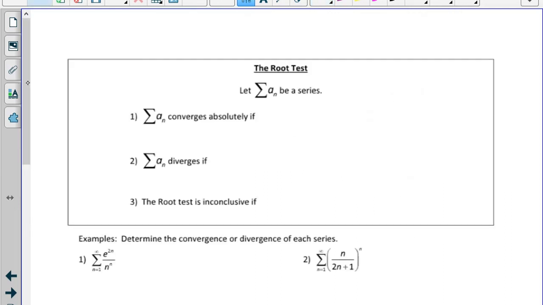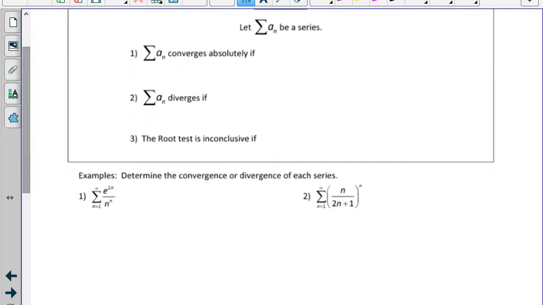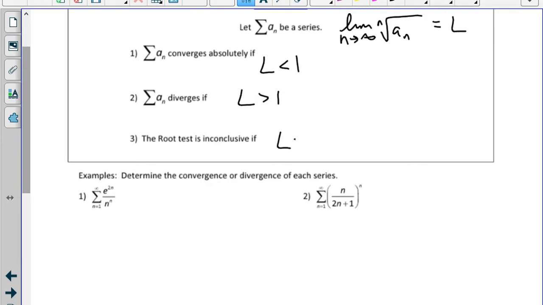Last test, the root test. Let the sum of a sub n be a series, and we're going to be consistently looking at the limit as n goes to infinity of the nth root of a sub n, and that's going to equal some limit L. This converges absolutely if L is less than 1. It diverges if L is greater than 1 or equals infinity, obviously. And then it is inconclusive if L equals 1.